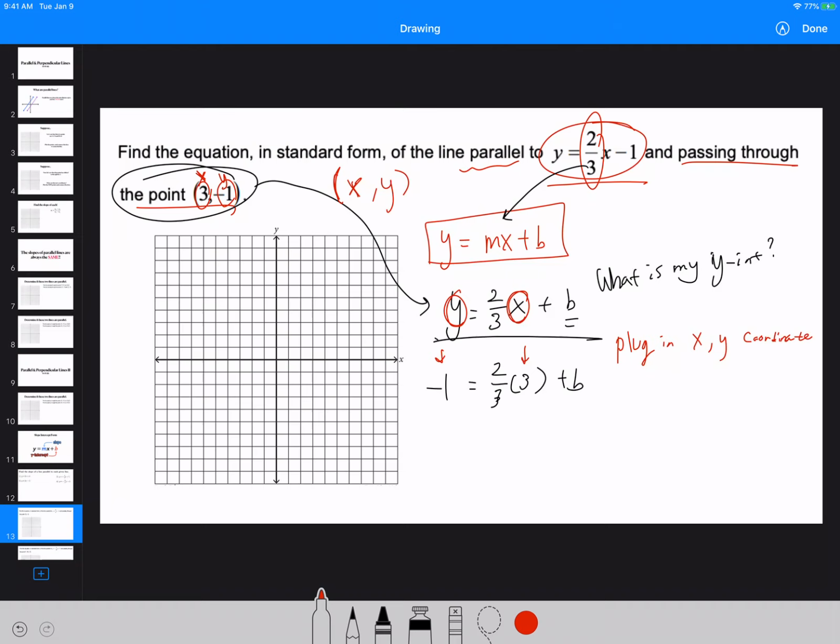Plug in the xy coordinate into the equation. See, now what happens is if you plug everything in, everything just becomes numbers, and the only letter that's left is b. So now I'm going to solve. Negative 1 is equal to 2 over 3 times 3.